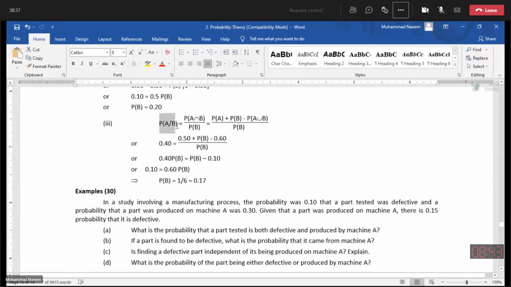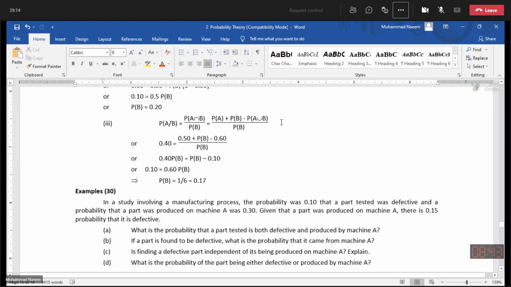Similarly, the conditional probability of A given B is given, which is equal to 0.40. On the right hand side, the formula for conditional probability is this one. We frequently use this formula, but in our given information, we don't have the probability of the intersection.